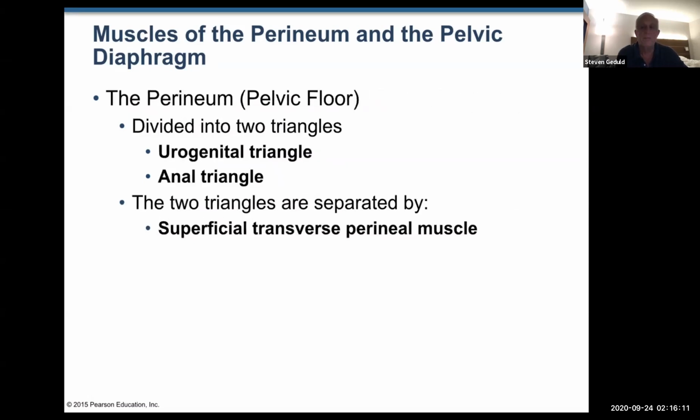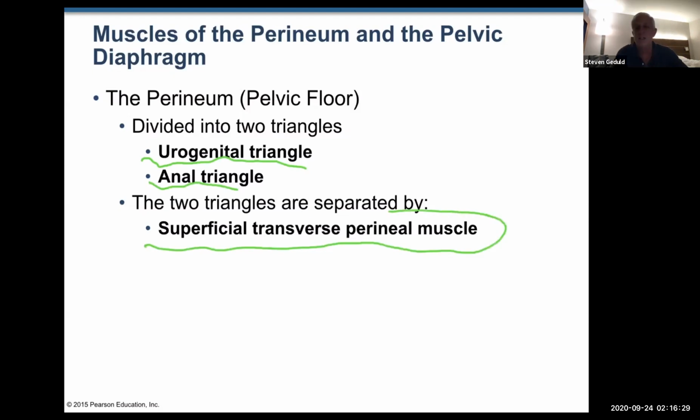The perineum is the pelvic floor. It's divided into two triangles, a urogenital triangle and an anal triangle. Those are the two triangles of the pelvic floor. They're separated by what's called a superficial transverse perineal muscle.